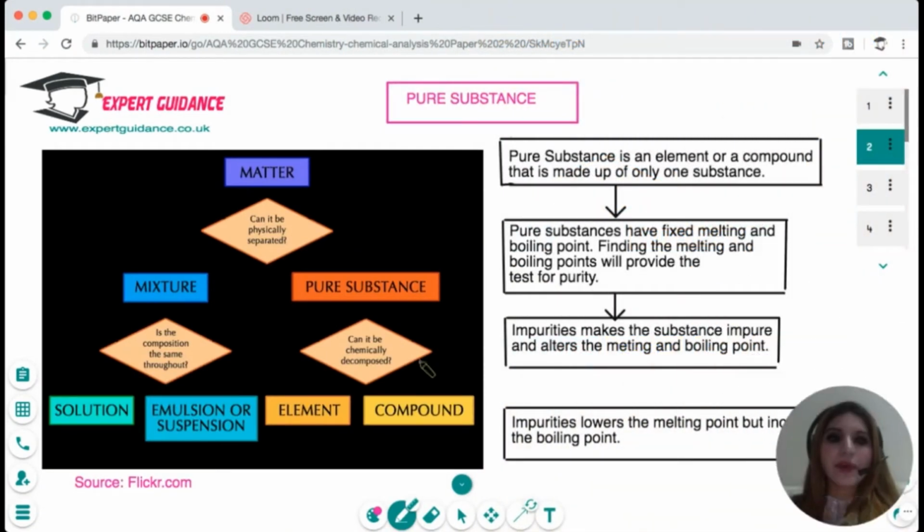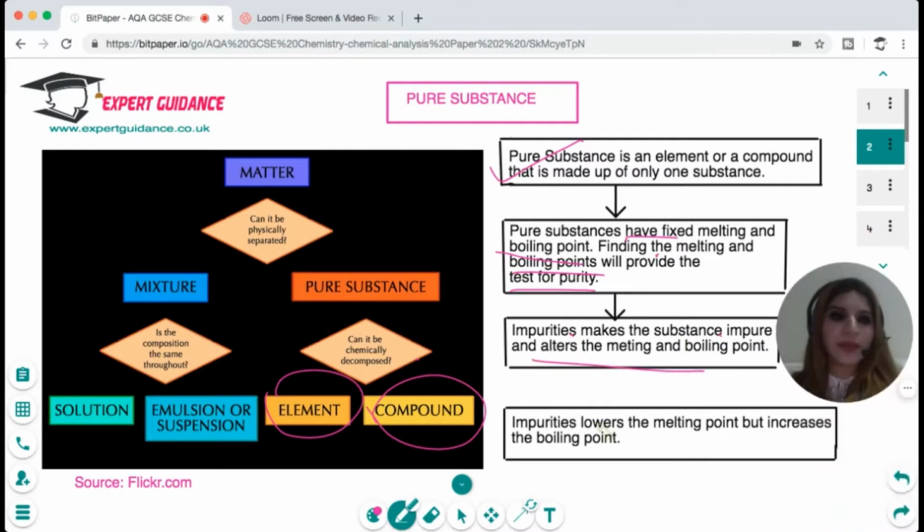Pure substance is an element or a compound that is made up of only one substance. Now, how do you distinguish a pure substance from any other substance? A pure substance will have a fixed melting and boiling point, and finding the melting and boiling point will provide the test for purity. Impurities make the substance impure and alter the melting and boiling point. Generally, impurities lower the melting point but increase the boiling point.